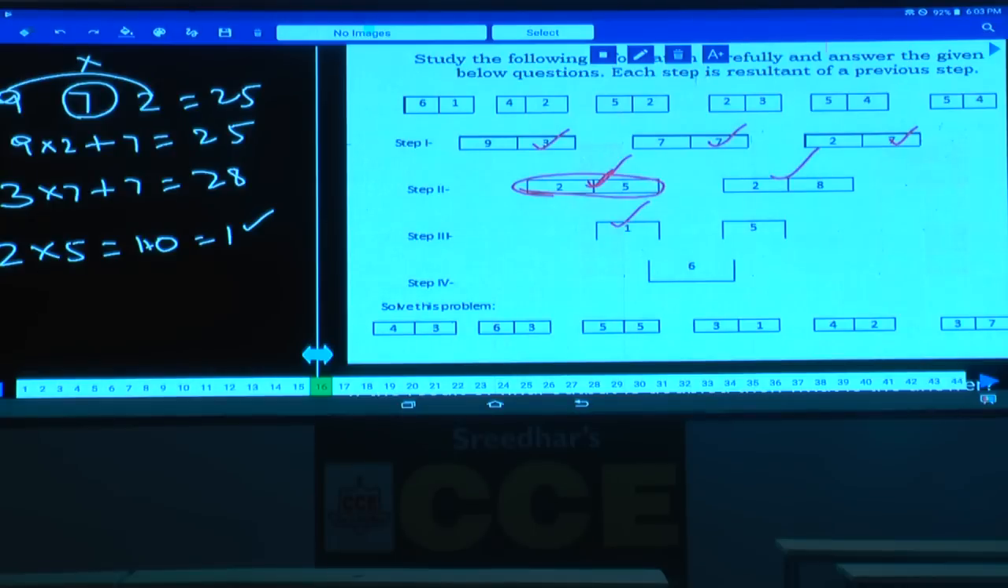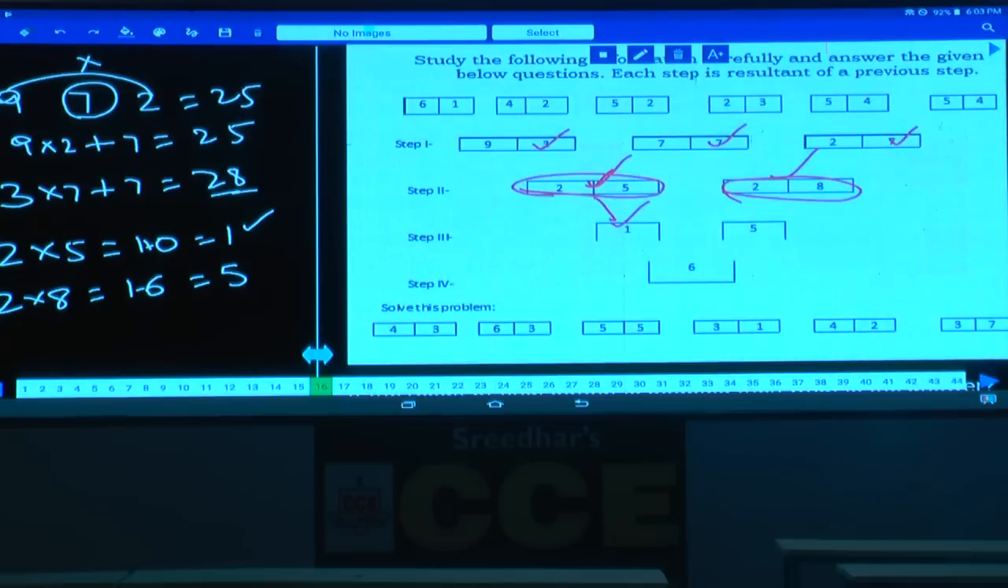Then coming to this one, 2 and 8. Now 2 into 8 is so much? 16. 2 into 8 is 16. Then how do you get 5 with the help of 16? Here the difference between these two, 1 minus 6 or 6 minus 1, in any order. Clear? Now here, this one we are getting by the sum of the digits in the product. This one we are getting by the difference of the digits in the product.